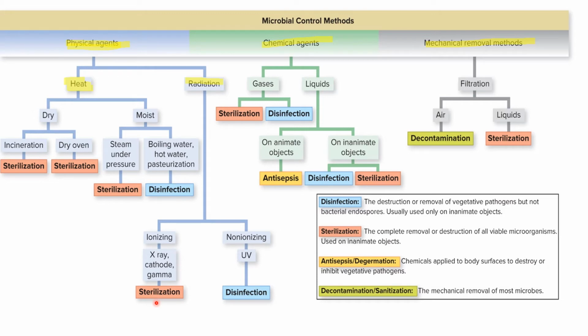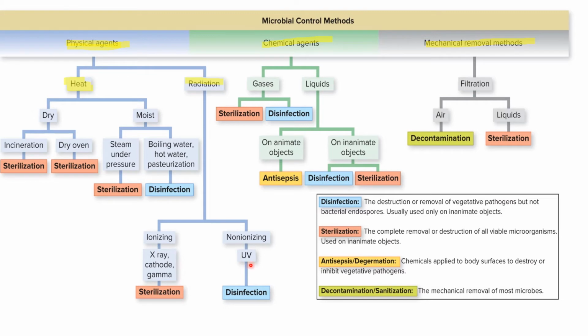And so as you can see, sterilization, when you incinerate things, put them in a dry oven, put them in steam with high pressure, or expose them to such harmful rays, all of these have to be used on inanimate objects, right? Our human tissue would not be able to withstand sterilization.